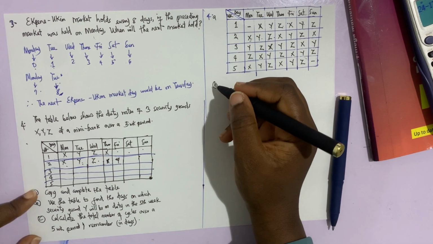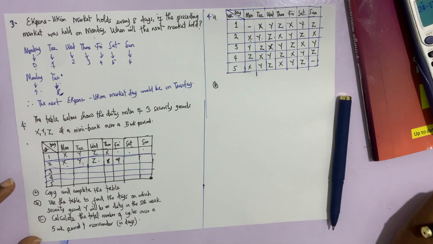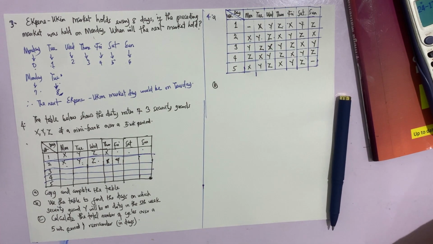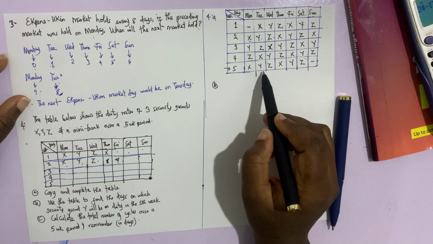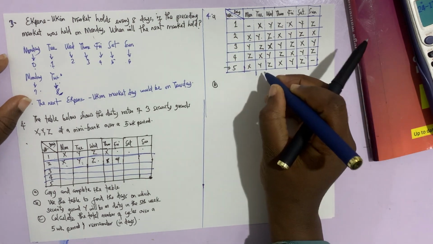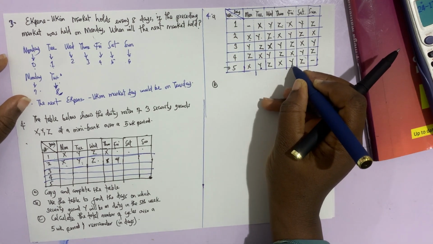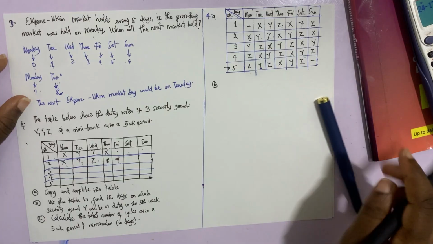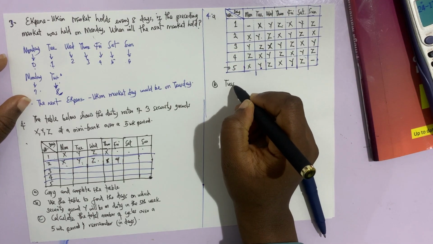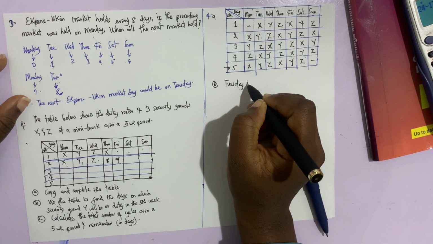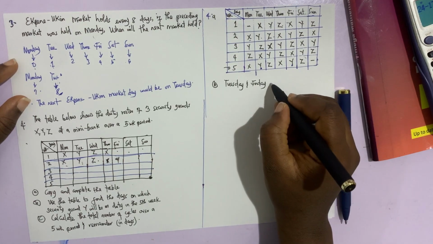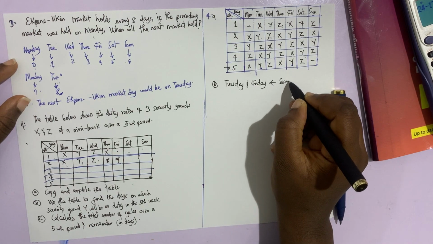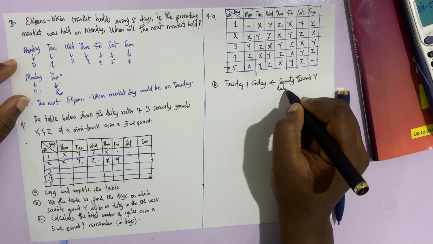4B. Use the table to find the days on which security guard Y will be on duty in the 5th week. So this is the 5th week. In this 5th week, Y will be on duty here and here. That's Tuesday and Friday. So security guard Y's duty days on week 5 are Tuesday and Friday.